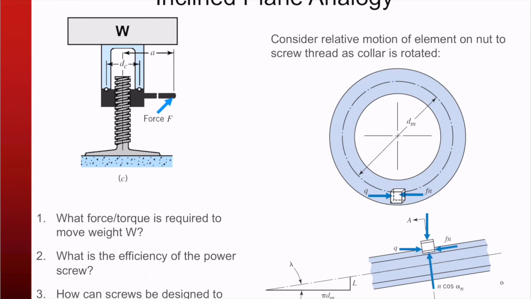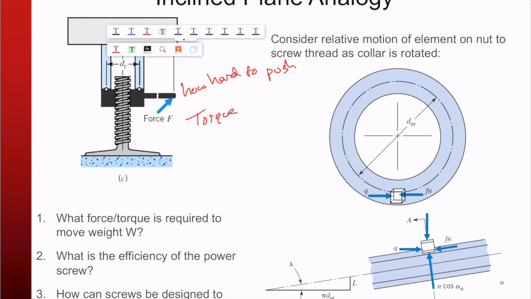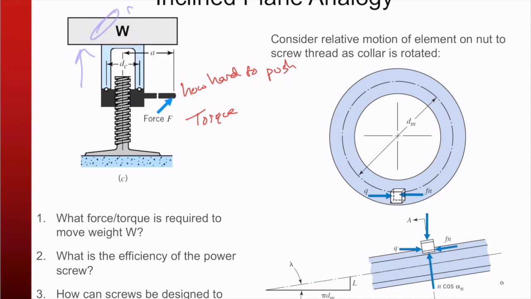So now we have to look at the inclined plane analogy, right? I'm ultimately trying to figure out how hard do I have to push here? How hard to push, alternatively, or the torque, right? In order to lift this weight. Ultimately I want to lift my car there, by moving this up, and I want to know what that has to be.